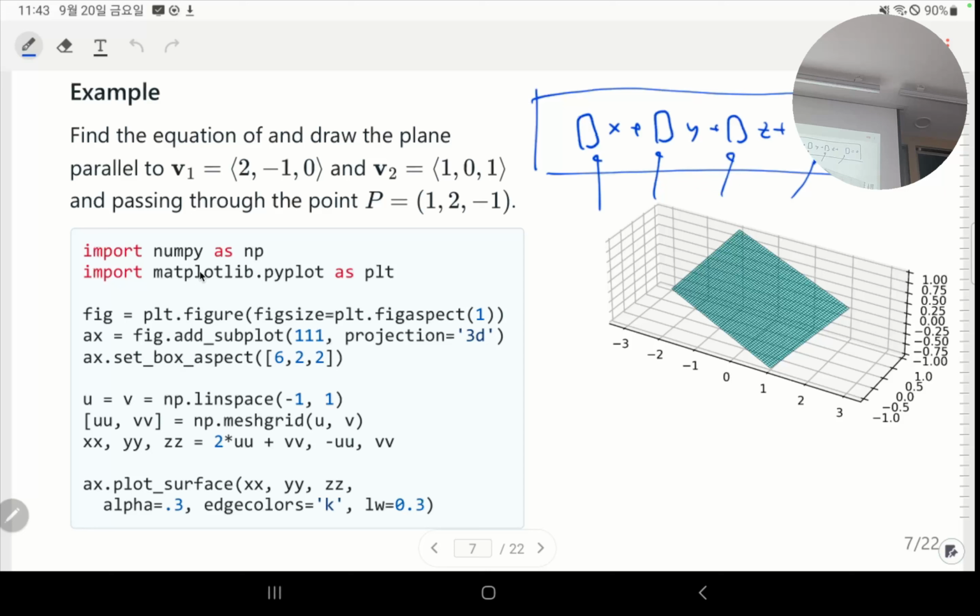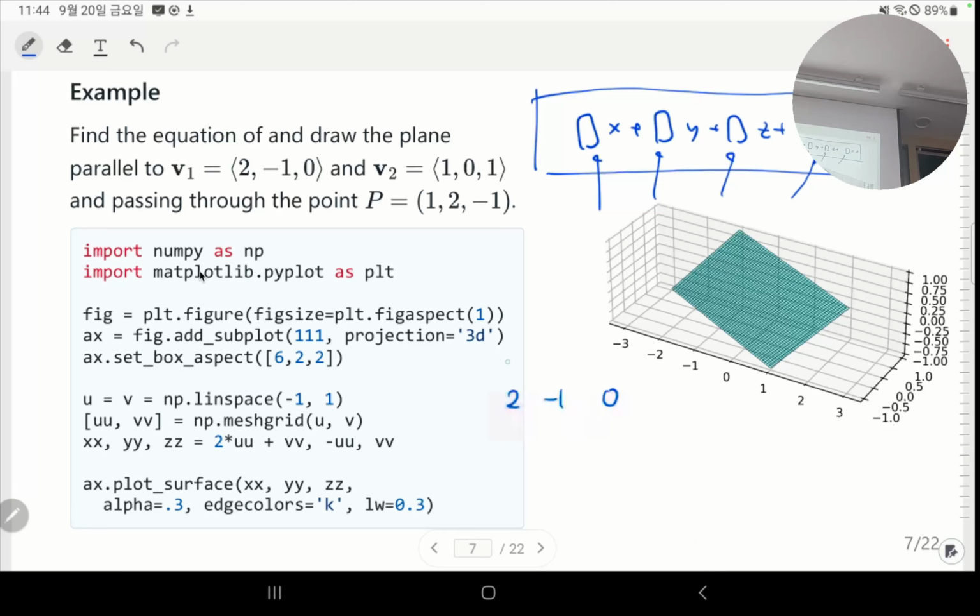Does everyone remember how to get the cross product? Forgot already? Probably forgot. That's a negative side of the lecture. If you just listen to the lecture, you always forget. That's why you have to put your hands in.